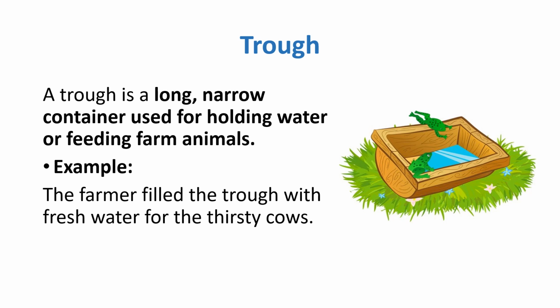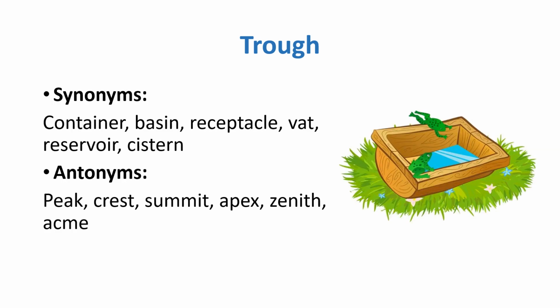Then we have got trough. Trough is basically a long, narrow container used for holding water or feeding farm animals. For example, the farmer filled the trough with fresh water for thirsty crows. Synonyms basically include container, basin, receptacle, vat, reservoir, and cistern.